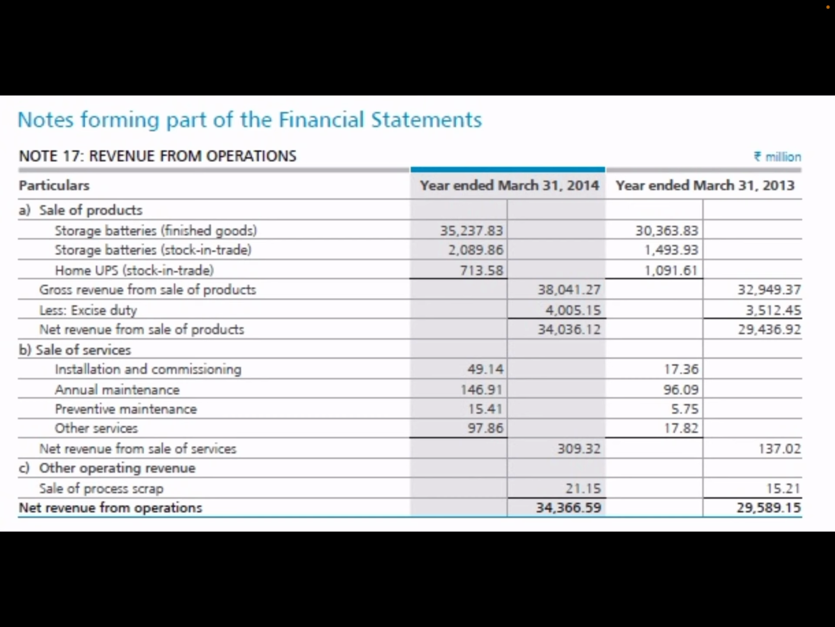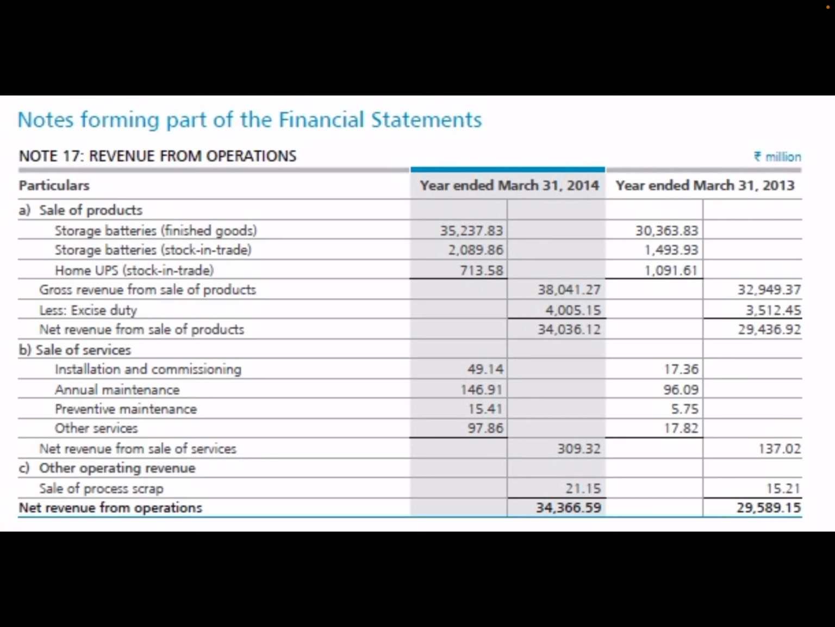In this note, the company says the sales of the processed scrap generates revenue of rupees 2.1 crore. Note the sales of the processed scrap is incidental to the operation of the company, hence reported as other operating revenue. Adding up all the revenue streams of the company, that is 3403 crores plus 30.9 crores plus 2.1 crores, gets us the net revenue from operations, that is 3436 crores. You can also find similar split ups for the year 2013.